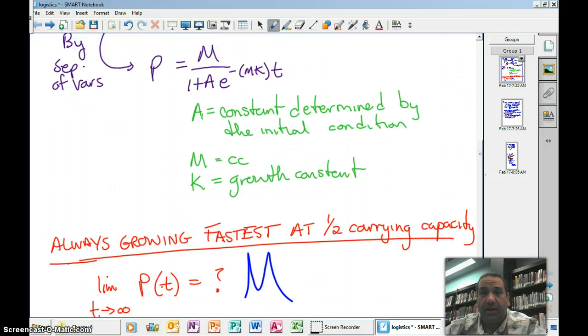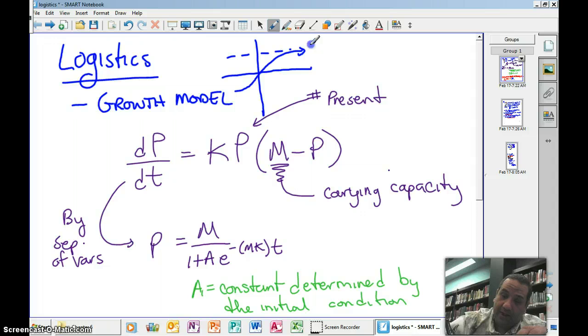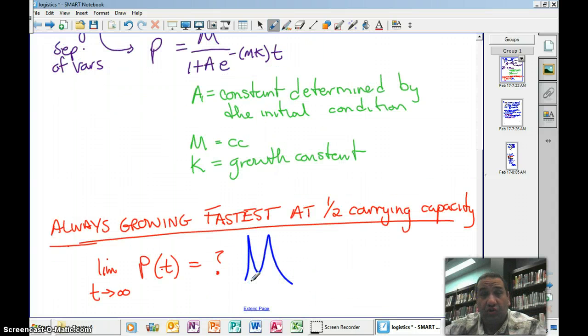So if I had 100 bunnies, it's always growing the fastest at 50. That's it. And this actually was a question on an AP test about 10 years ago, I guess. The limit as t approaches infinity, as it goes forever, is M, the carrying capacity, because that's what it's approaching. So that's what it is.